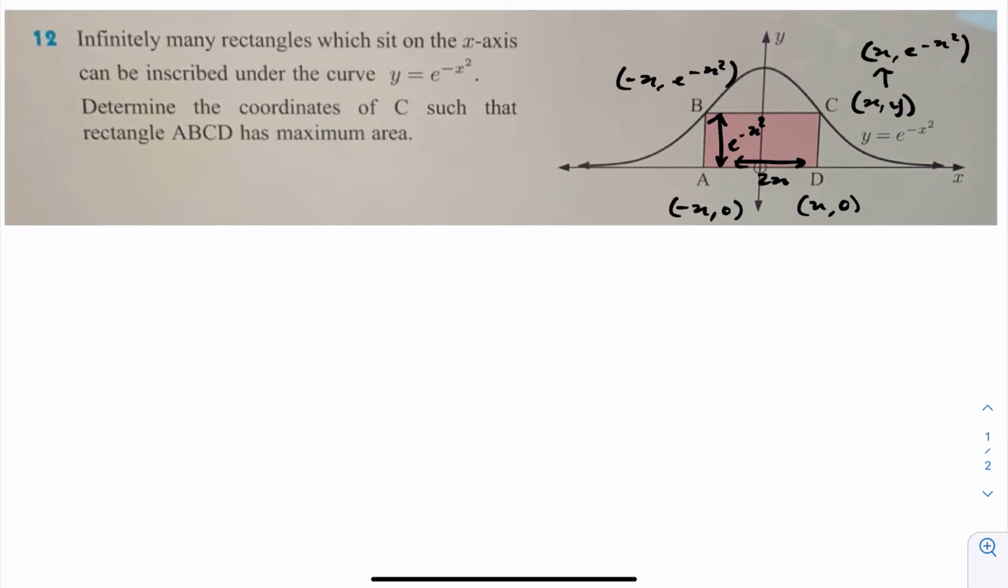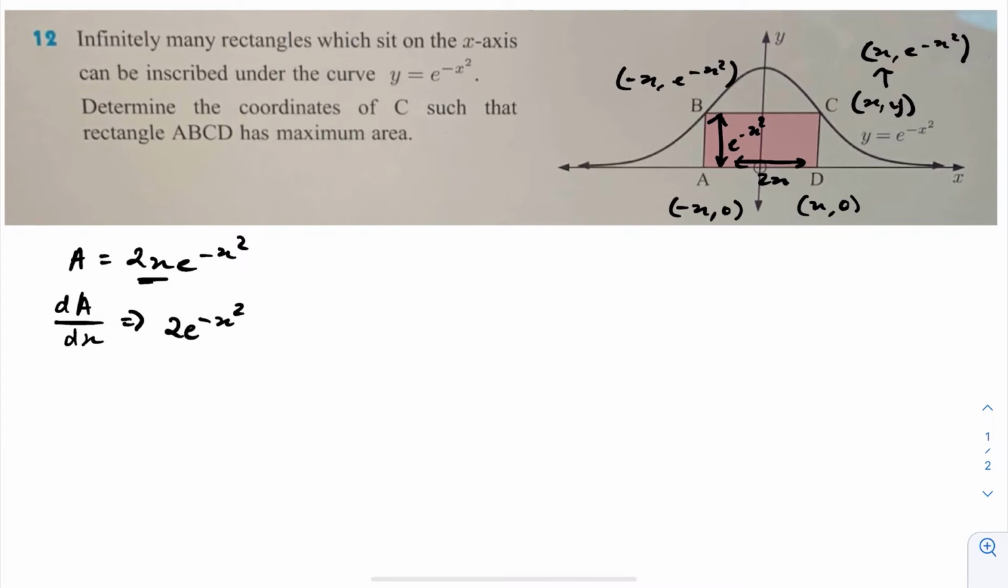Now, what we're going to do is just write out the area as 2x e to the power of negative x squared, and then differentiate. Because when we differentiate, we can set it to 0, which gives us a maximum or minimum value, and in this case, we are looking for the maximum. So let's differentiate. We're going to use the product rule. 2x differentiated is just 2, so 2 times the other function, which is e to the power of negative x squared, is 2e to the power of negative x squared.